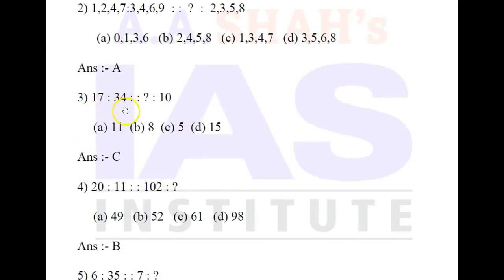Next one now. 17 is to 34 and then dash is to 10. So now 17 is the half of 34. So you can say 34 divided by 2, the answer would be 17. So 10 divided by 2, the answer has to be 5. Yes. So 5 is the half of 10. So C option is your correct answer.